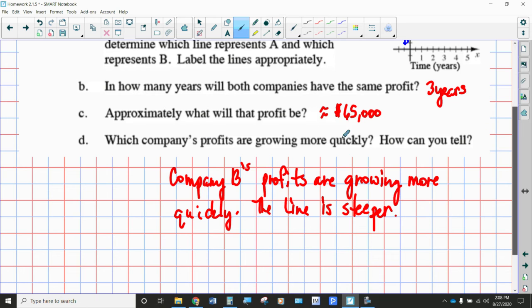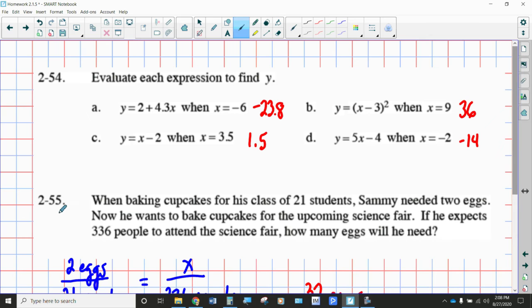Did I cover everything there? Company B's profits are growing more quickly, so that line is steeper. Yes. All right, evaluating expressions.